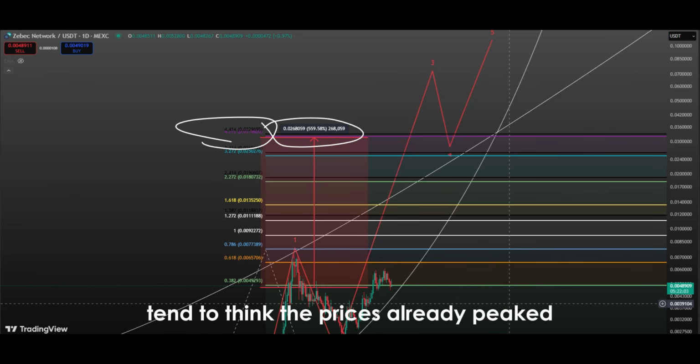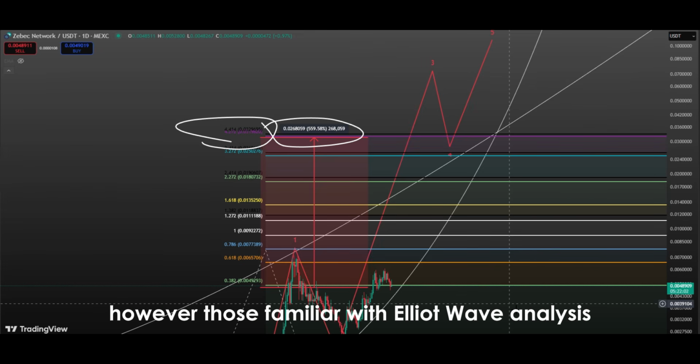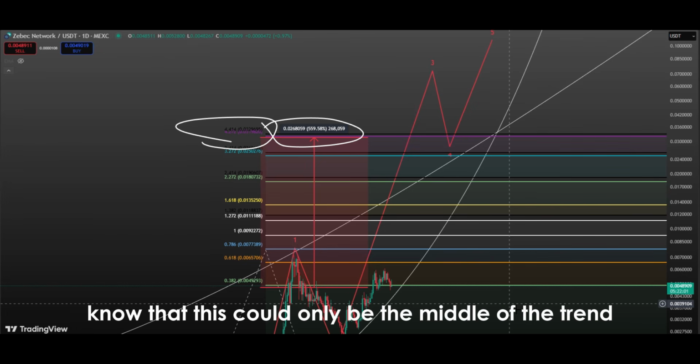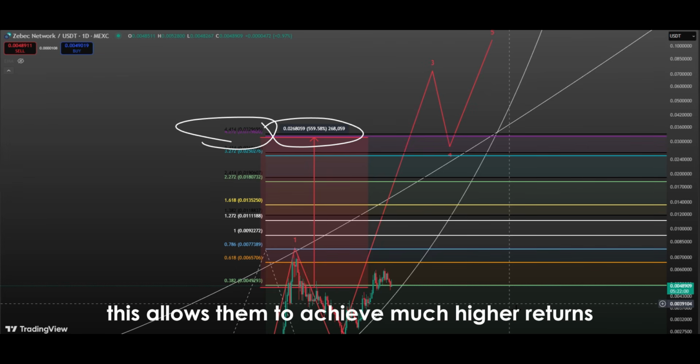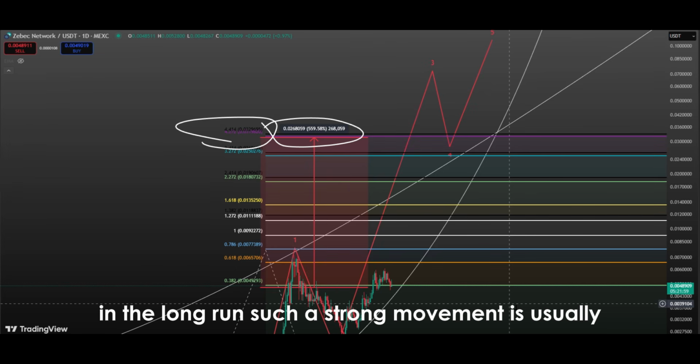Many investors tend to think the price has already peaked during such sharp rises and sell early. However, those familiar with Elliott wave analysis know that this could only be the middle of the trend and thus hold their positions. This allows them to achieve much higher returns in the long run.